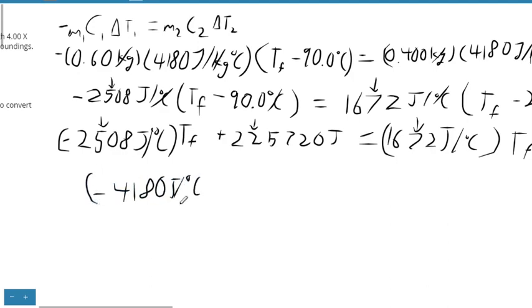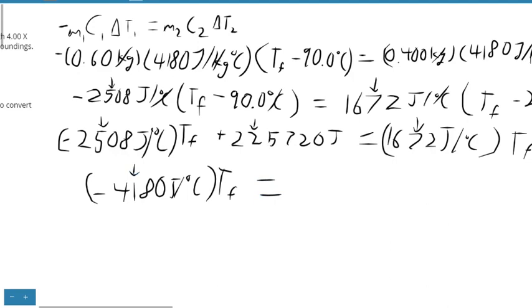Celsius times TF. This one has a sig fig on the hundreds, and this one is on the tens, so the least precise is the hundreds, so we rounded up to the 1. And then equals, we take this number and subtract this number from it.